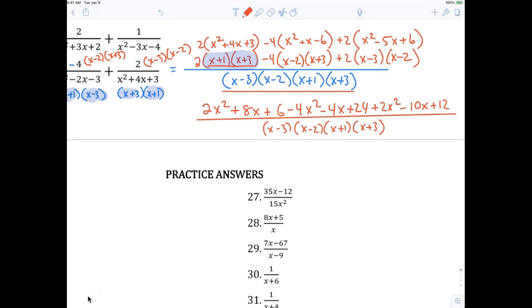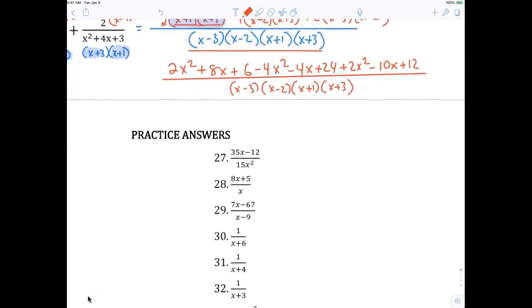All right, now last step is to simplify the numerator. When I simplify the numerator, what happens to the squares? Does everybody agree? They cancel out. So again, just to make sure, 2x squared, negative 4x squared, 2x squared. Negative 6x. So when I simplify, it becomes what? Negative 6x plus 42, all over x minus 3, x minus 2, x plus 1, x plus 3.